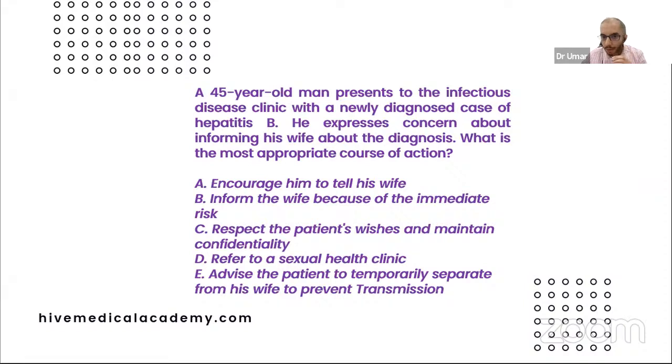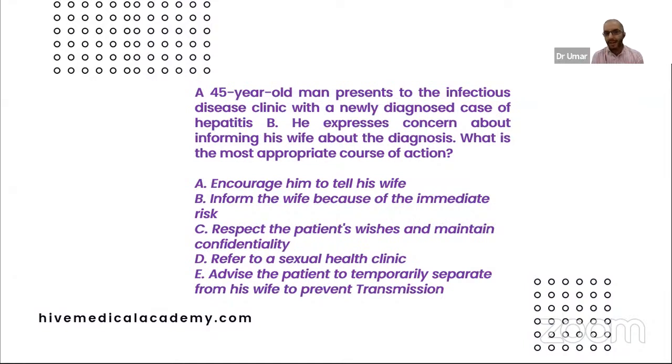So what else can we notice from the information that's given to us? He expresses concern about informing his wife about the diagnosis. So that's very carefully worded. What that says is he's a bit worried about it. He's not sure about it. He's not sure whether he wants to do it. Perhaps he's not sure how to do it. Perhaps he doesn't know how to actually go about it.